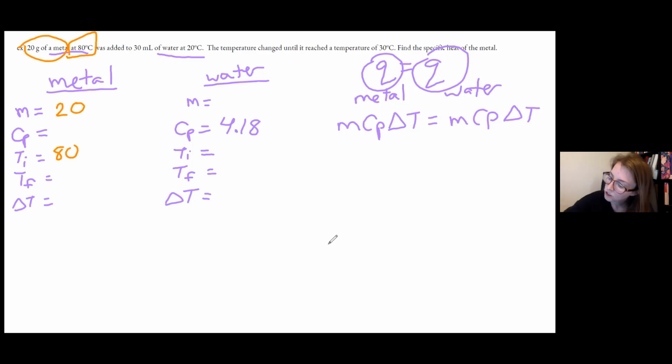And it was added to 30 milliliters of water. For water, we know that milliliters is the same as grams. At 20 degrees Celsius, so that's its initial temperature. The temperature changed until it reached a temperature of 30.